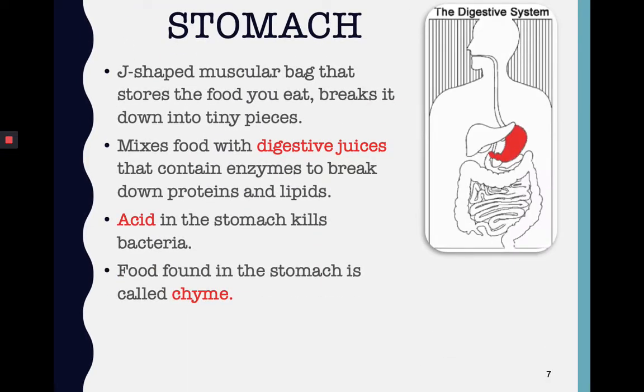The stomach is a J-shaped muscular bag that stores the food that we eat. It mixes the food with digestive juices, which contain enzymes and acid. It's full of hydrochloric acid, which helps to kill germs and bacteria. The food found in the stomach is called chyme.